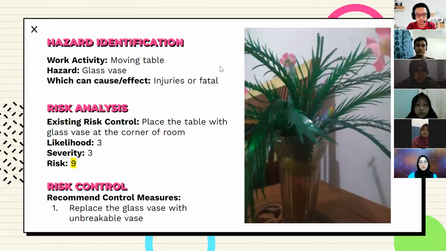And the second one is the work activity moving the table, and the hazard is the glass face, which can cause injuries or fatalities. The existing risk control is to place the table with the glass face at the corner of the room. The likelihood is 3, the severity 3, so the risk is 9. The recommended control measure is to replace the glass face with an unbreakable face such as plastic.